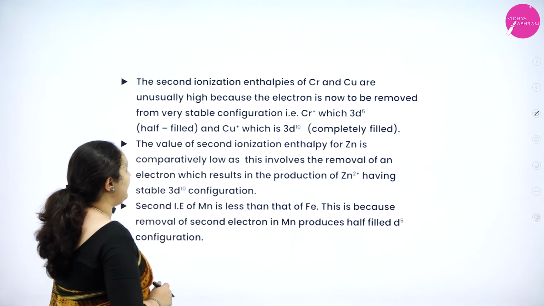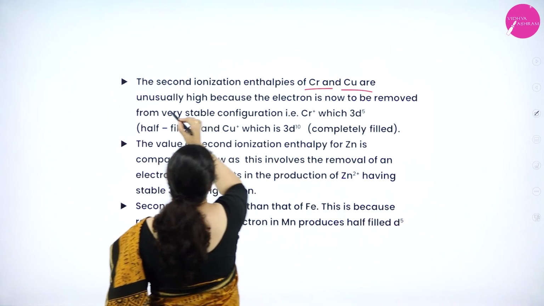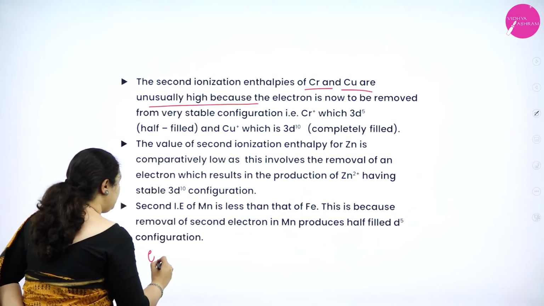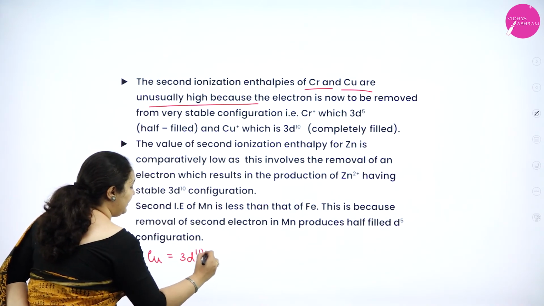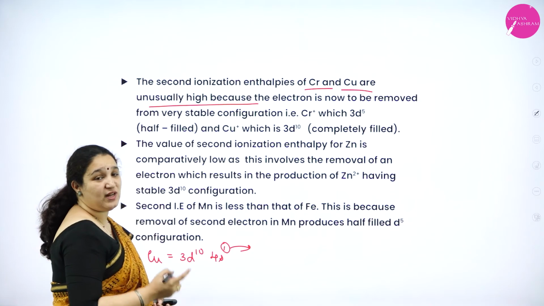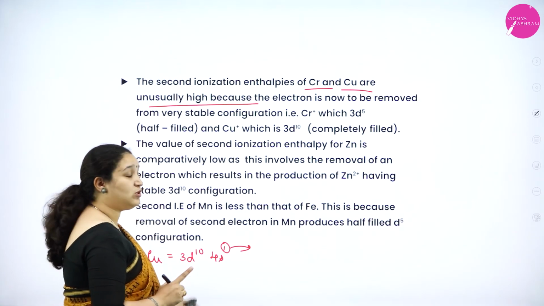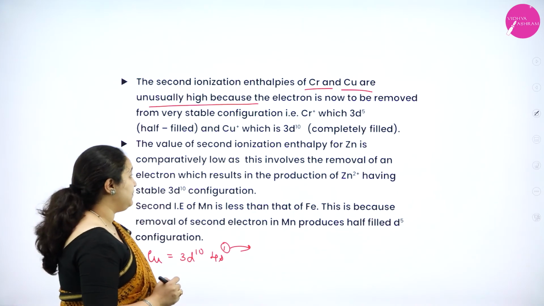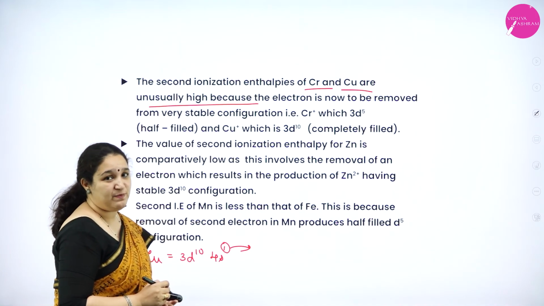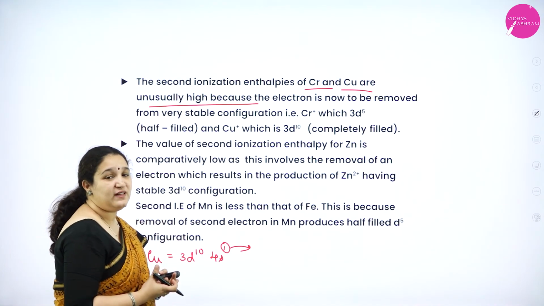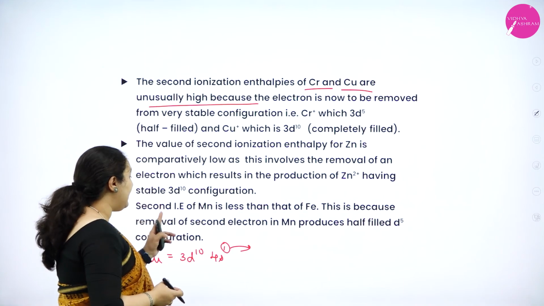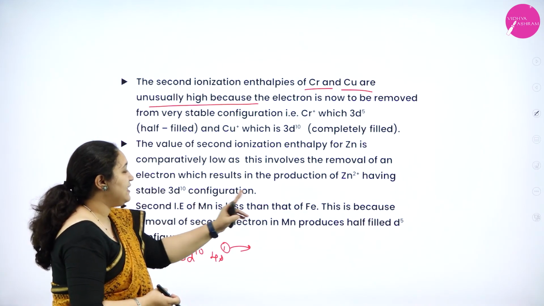Next, the second ionization enthalpies of chromium and copper are usually high. I told you all, even copper, if you take, has got 3d10 4s1. So first ionization enthalpy will be low, but the second ionization enthalpy will be fairly high because it does not want to lose the completely filled orbitals. Next, the value of second ionization enthalpy of zinc is comparatively low. I've already explained this, because when the second electron is lost, it will get a completely filled valence shell orbital, which is much more stable. Now, second ionization enthalpy of manganese is less than that of iron.